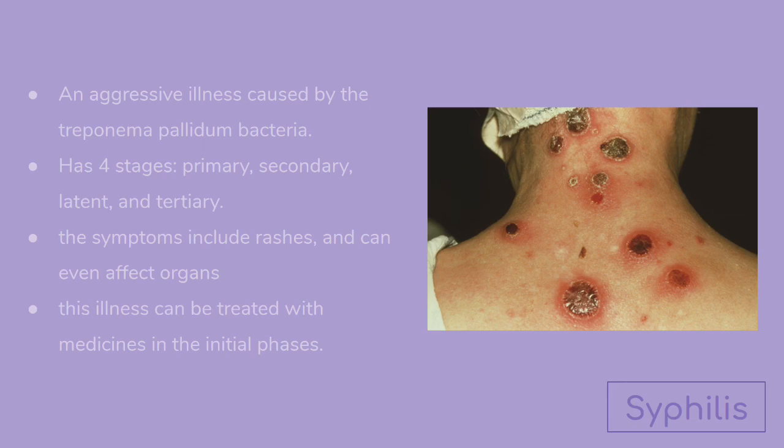After that comes the latent phase, where there are no apparent symptoms. However, the tertiary phase affects organs such as the heart and the brain and causes blindness and dementia, which can lead to death. This illness can be treated with medicines in the initial phases.